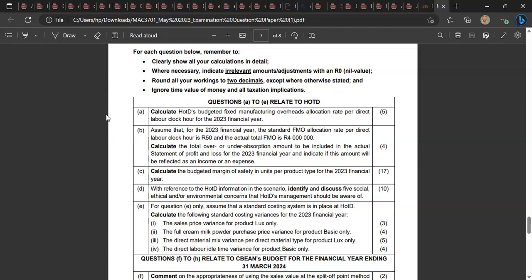Right, so if you just joined us, this was the question paper that was written. What we are going to be writing in a few days' time is also costing. So it's not going to be that different from this here.